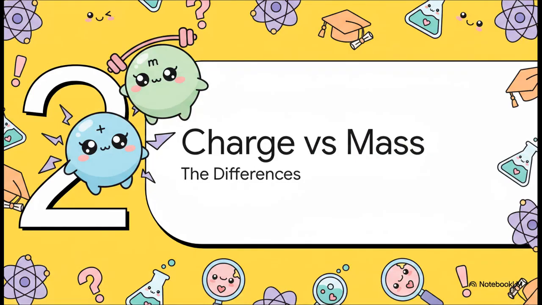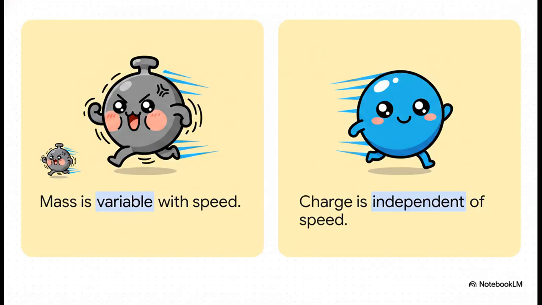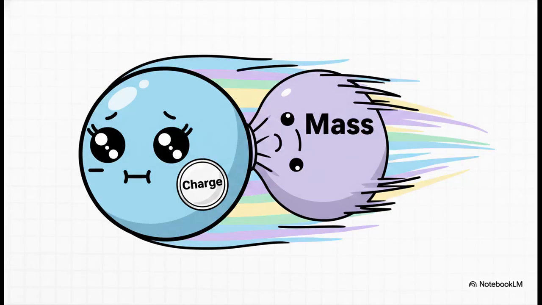Moving on to Section 2, charge versus mass. Let's look at the differences, because professors absolutely love testing these exceptions. The crucial point here is this stark difference between the two. It's a massive concept in physics. A body's mass actually increases when it moves at super high speeds. But its charge? That charge remains completely independent and totally unaffected by how fast it's going. None at all.